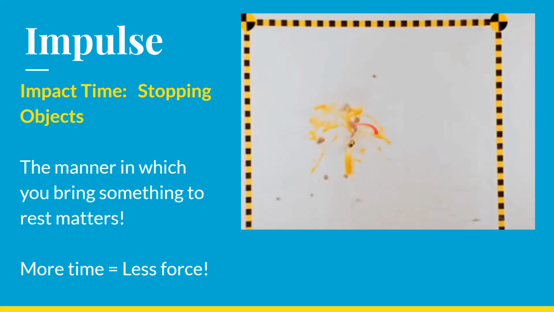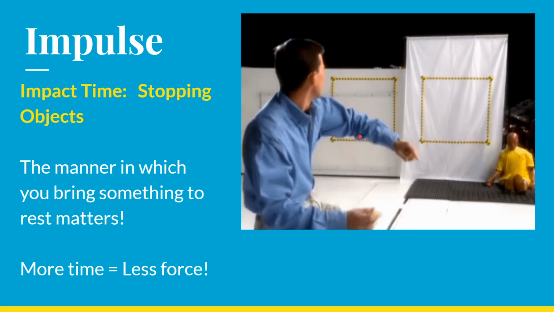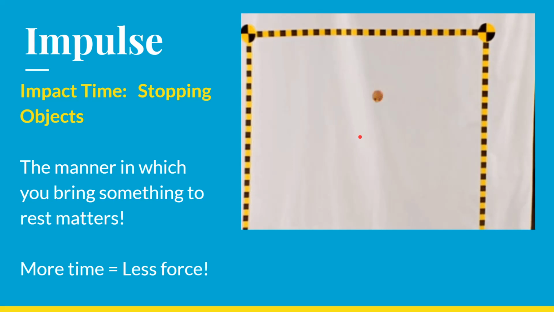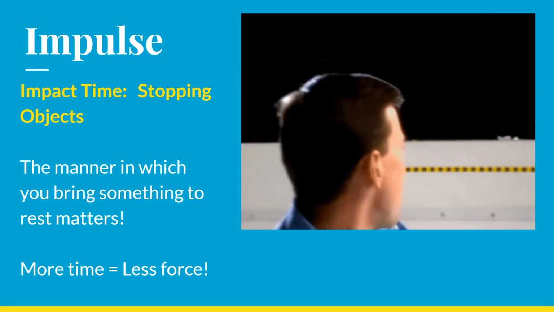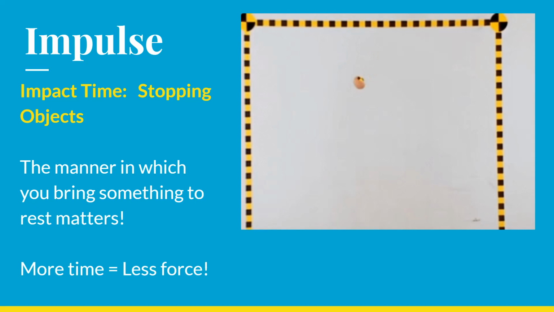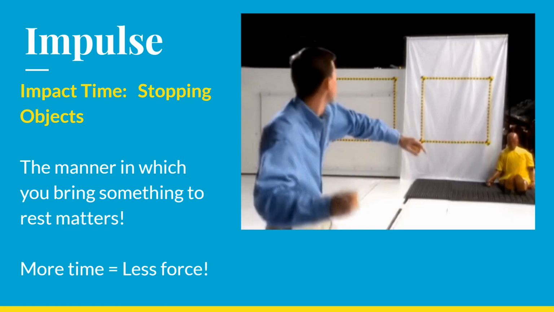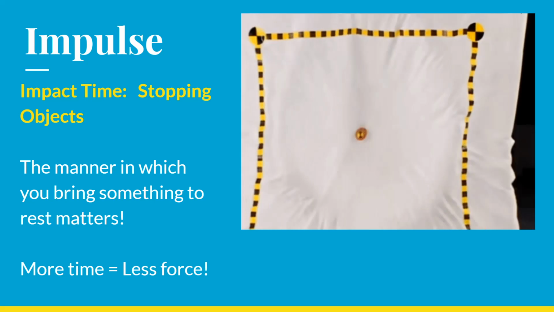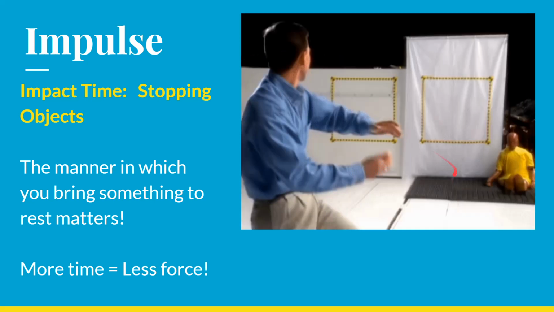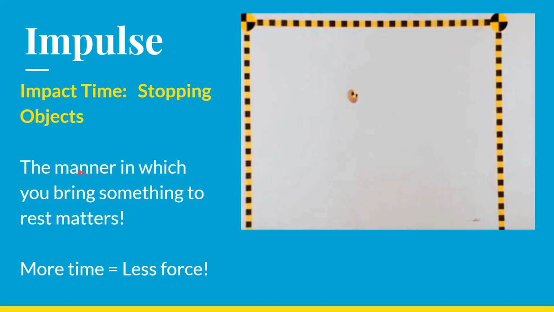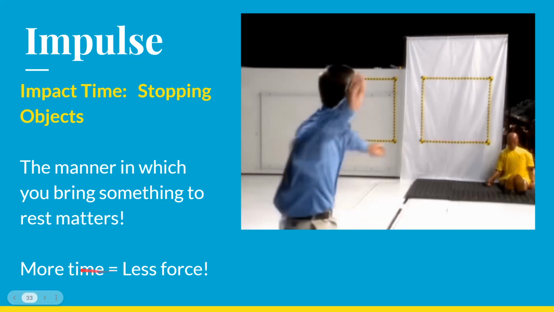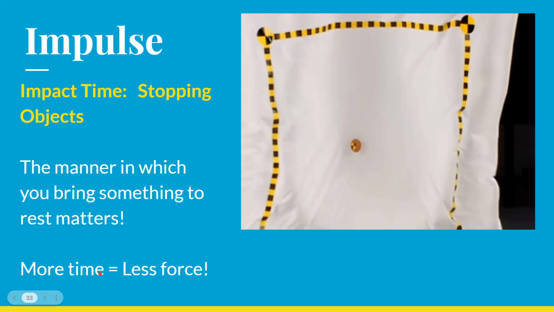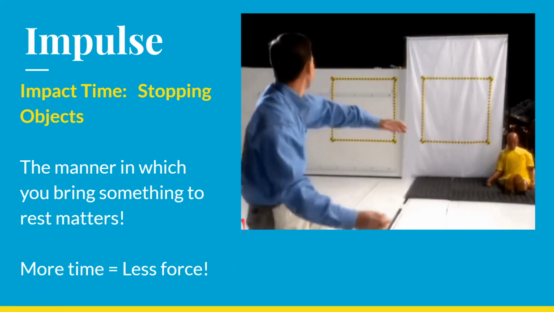The one that hits the bed sheet, because the bed sheet has give to it and it moves with it, is able to keep moving forward a little bit longer. It doesn't stop as fast, and therefore it doesn't have the same acceleration or the same force. So again, it says up here, the manner in which you bring something to rest matters. If you give it more time to come to rest, you're going to apply less force to it.